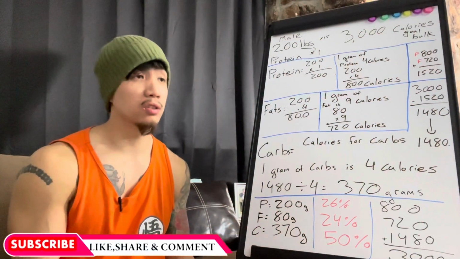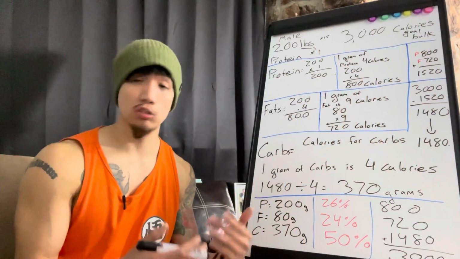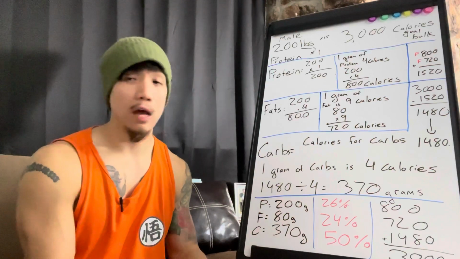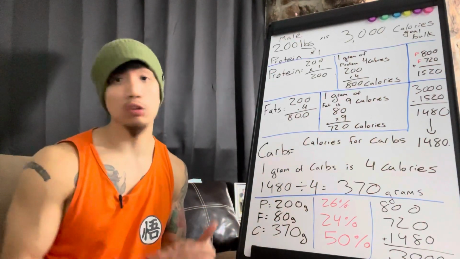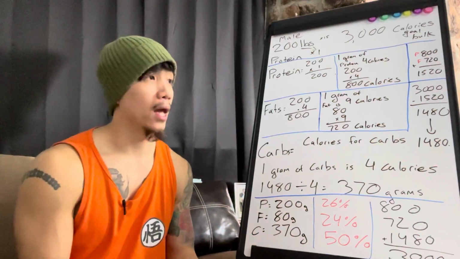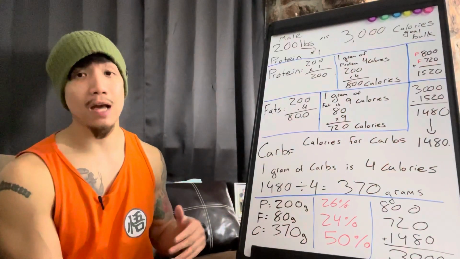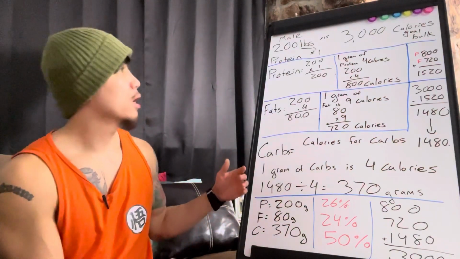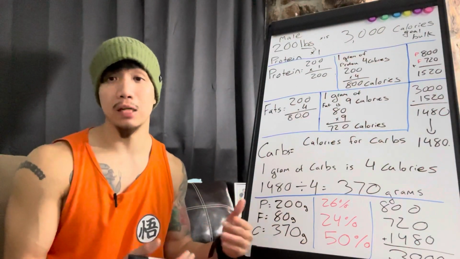FYI though, this isn't an exact number for everyone because all of our bodies are different. Some of us have faster metabolism, some of us have slower metabolism, and it also depends on what our goals are, if we're on a bulk or a cut, and how much we exercise, things like that. So just take this as a basic formula that serves as a good starting point for calculating your macros.